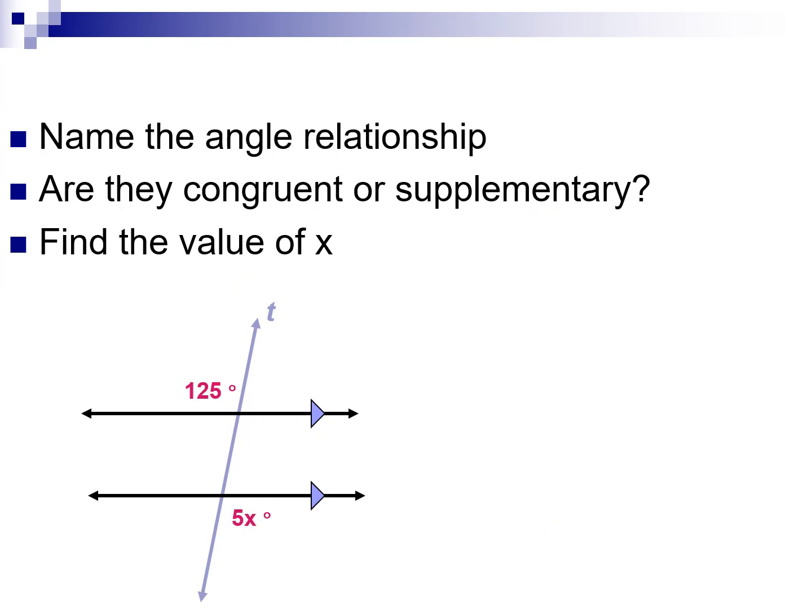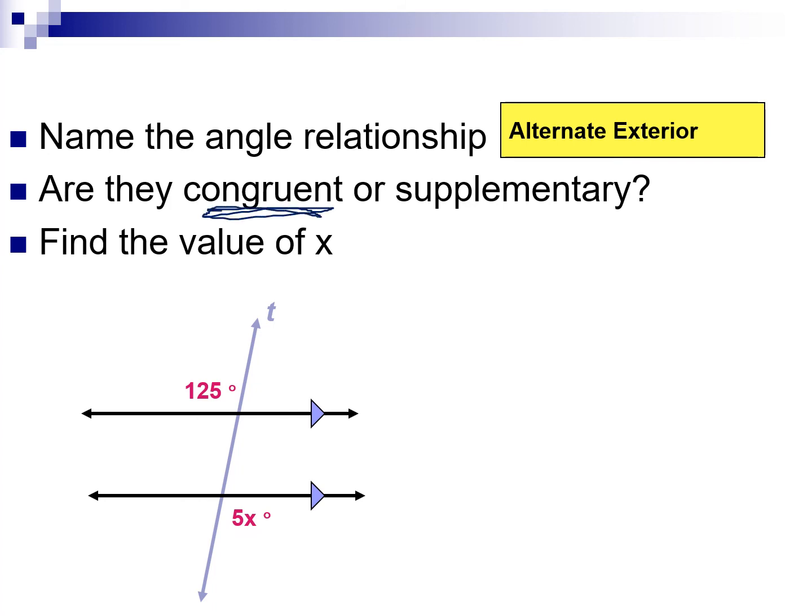What type would this be? Exterior, right? Something exterior, alternate exterior. Is that congruent, equal, or supplementary 180? That's an equal one. So put them equal to each other. Work it out.